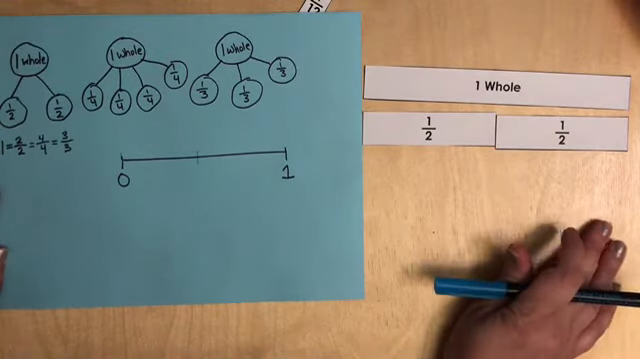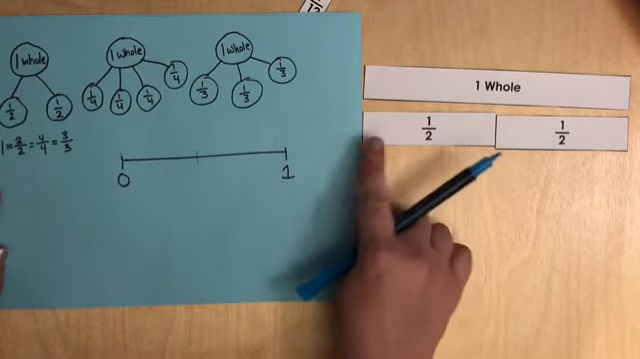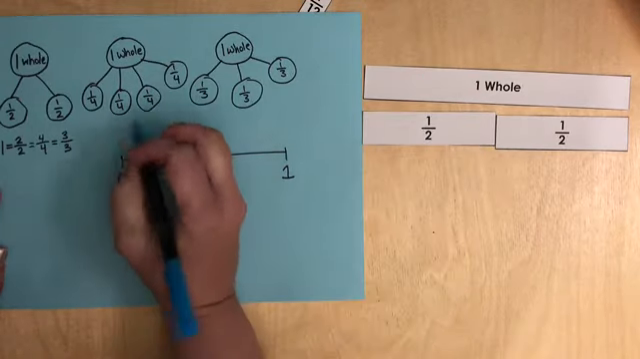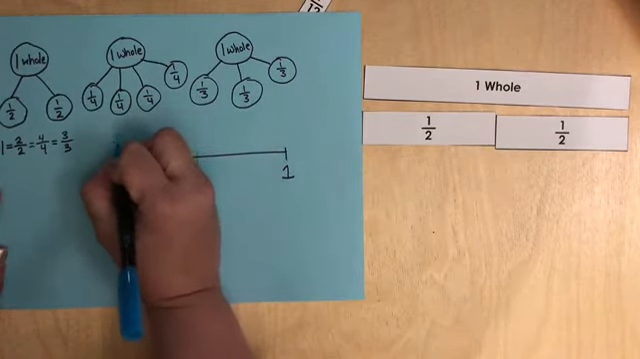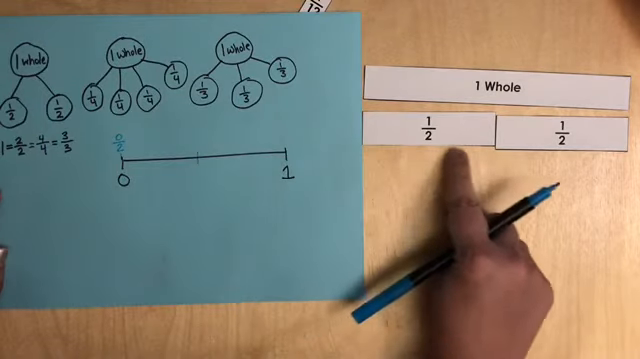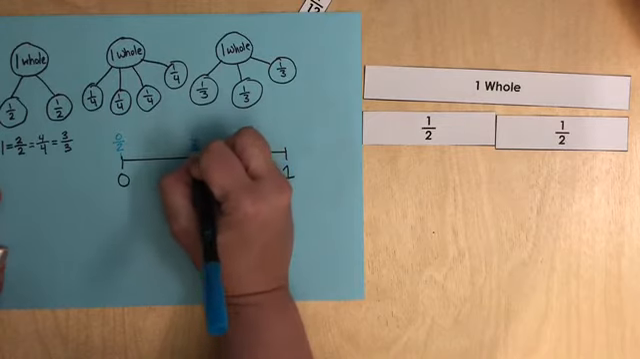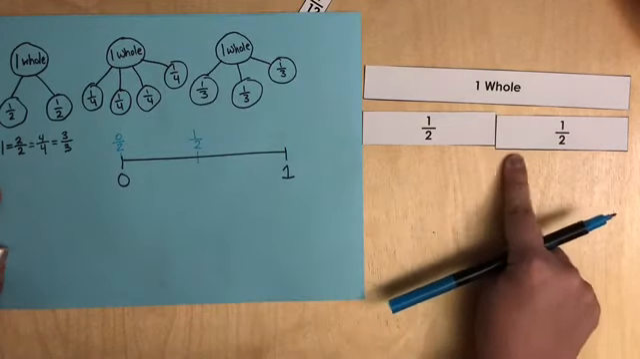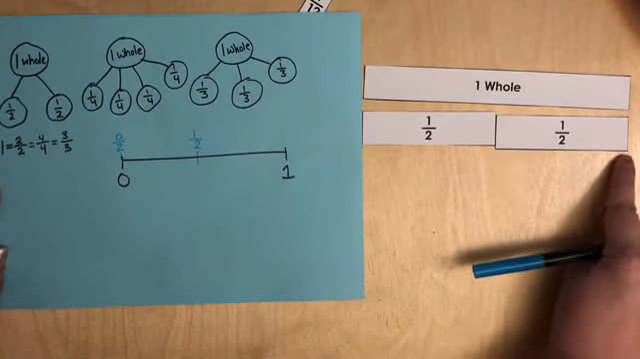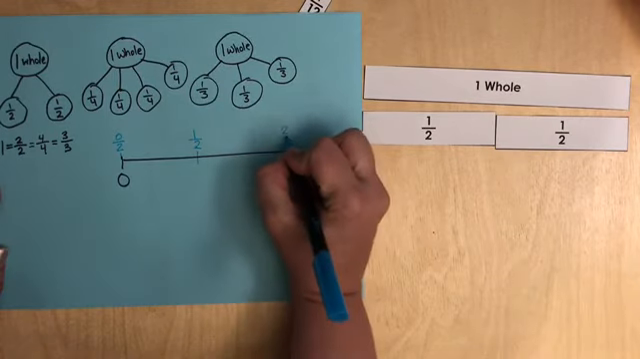So now I can label my fractions. Here I'm starting at 0 halves. Then at the end of this part right here on the number line, I'm at 1/2. And then if I keep going, by the time I reach the end, I've got 2 full halves.